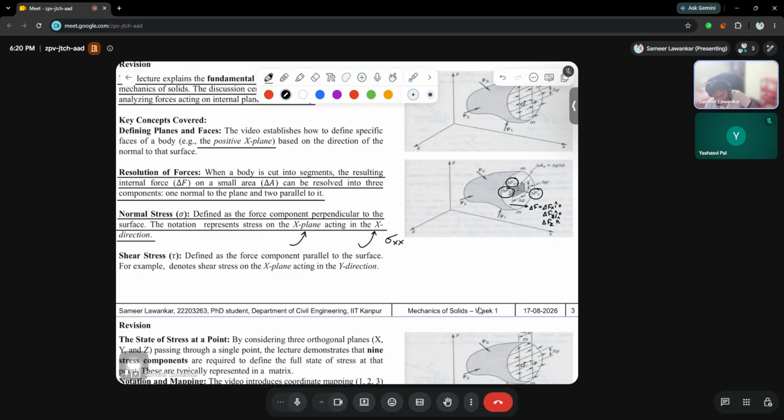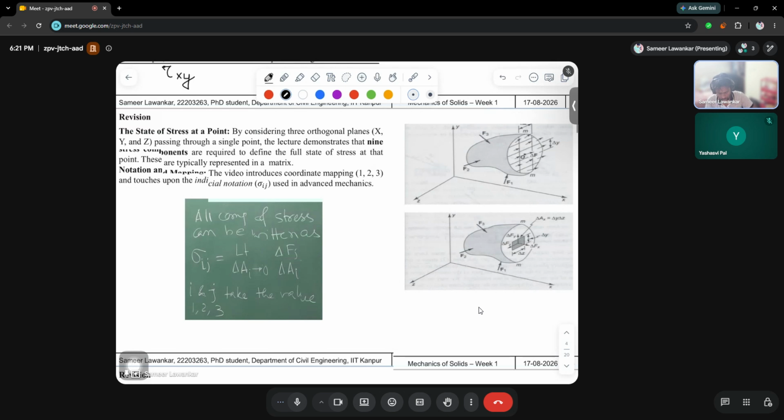Fine. Moving forward, what is shear stress? Shear stress is basically defined as the force component parallel to the surface. For example, this is tau. This basically denotes the shear stress on the x plane acting in the y direction. So we can write this as tau xy. Okay, fine. So now we understand what is resolution of forces, why we resolve the forces, where these forces are actually acted upon, how to define normal stress, and how to define shear stress. Okay, fine. Let's move forward.